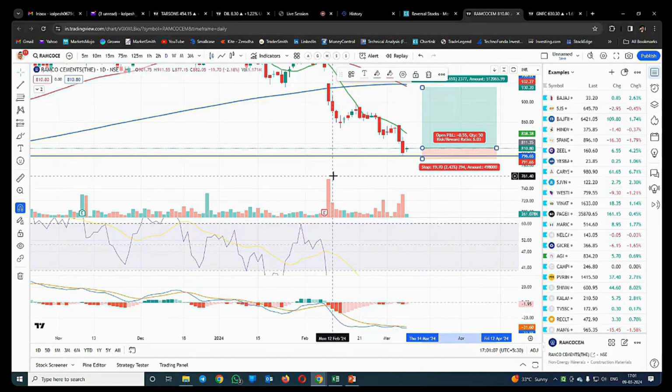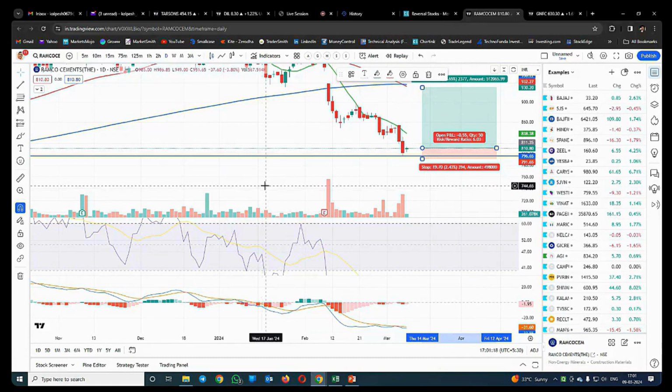So exit again depends on your conviction. You start following this kind of setup, keep at least this kind of watchlist, and then see for yourself.